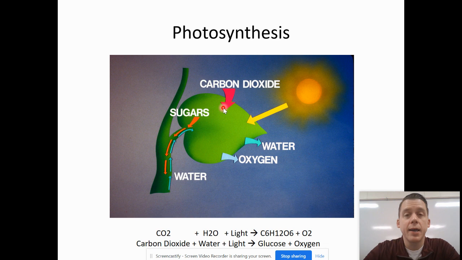So carbon dioxide enters the leaves, sunlight enters the leaves, water enters through the roots, and the plant is going to make sugar, which will be sent out and around the plant, as well as oxygen. The water sometimes evaporates out of the leaf, but photosynthesis is not making water. But photosynthesis is making oxygen.